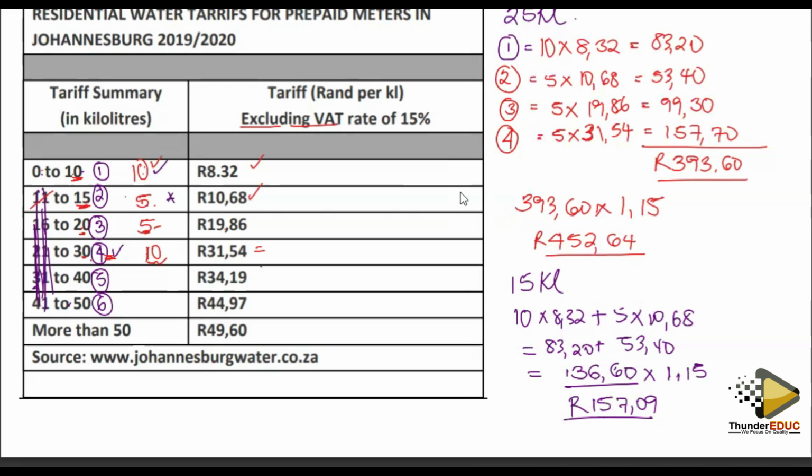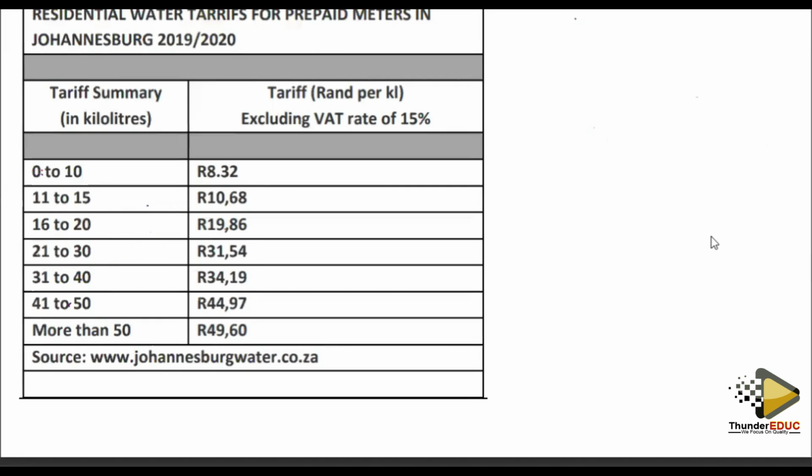Water tariffs, the first thing you do, look for the maximums. Maximum kiloliters in each bracket. Take them to be buckets. Take these to be buckets of water. So bucket 1 takes a maximum of 10. Starts from 0 to 10.